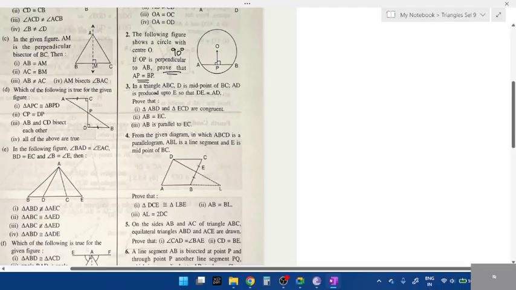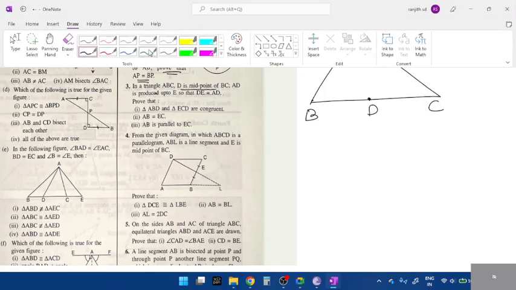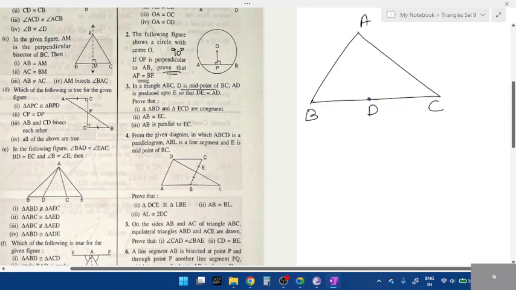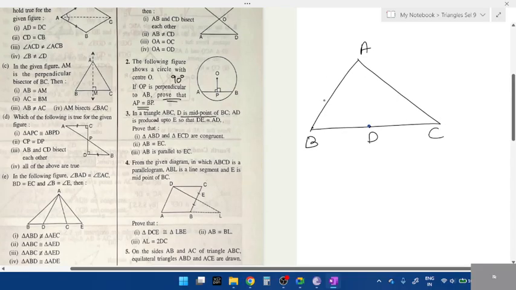Okay, midpoint. Fine. In a triangle ABC, D is the midpoint of which one? D is the midpoint of BC. So let me take D here. Midpoint basically means the middle point, the center one. Fine. And AD is produced up to E so that DE is equal to AD.